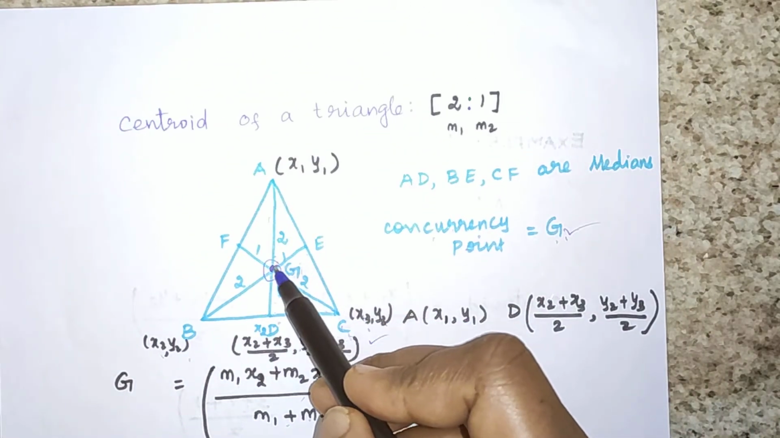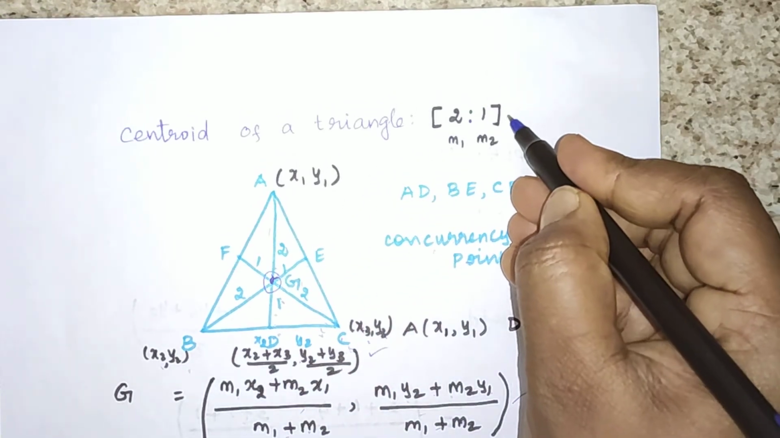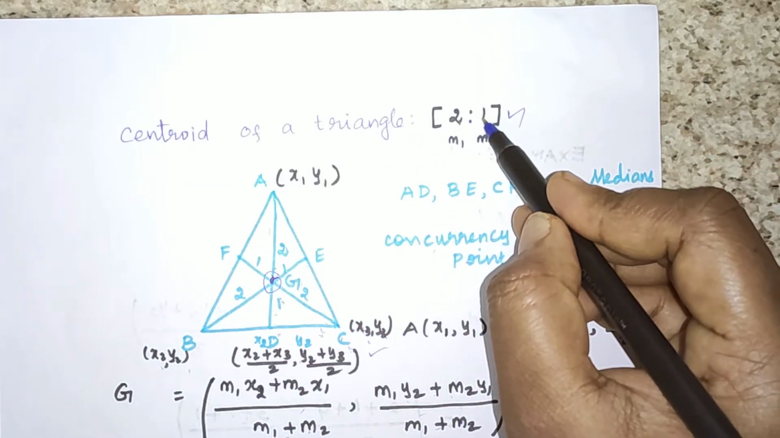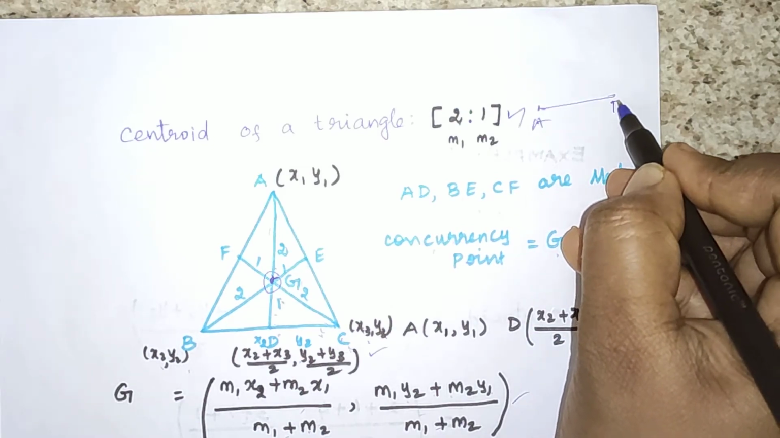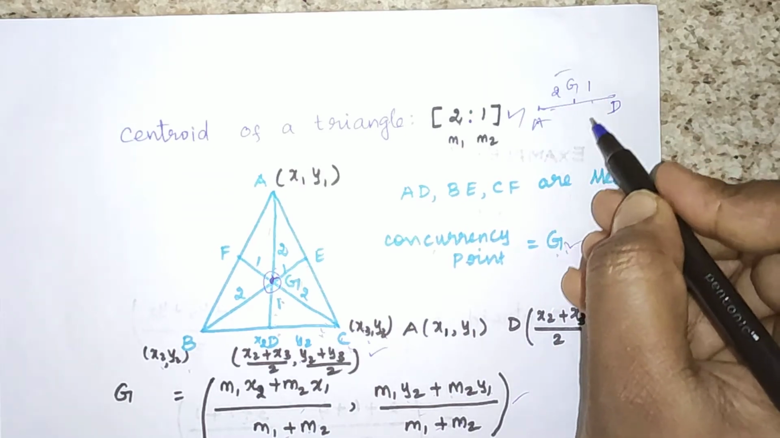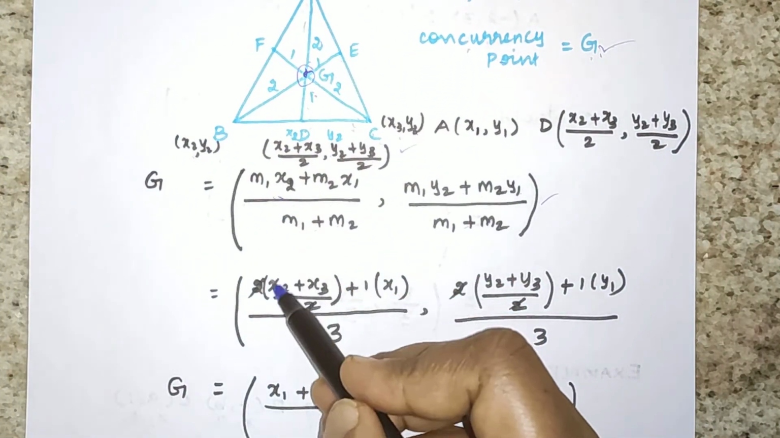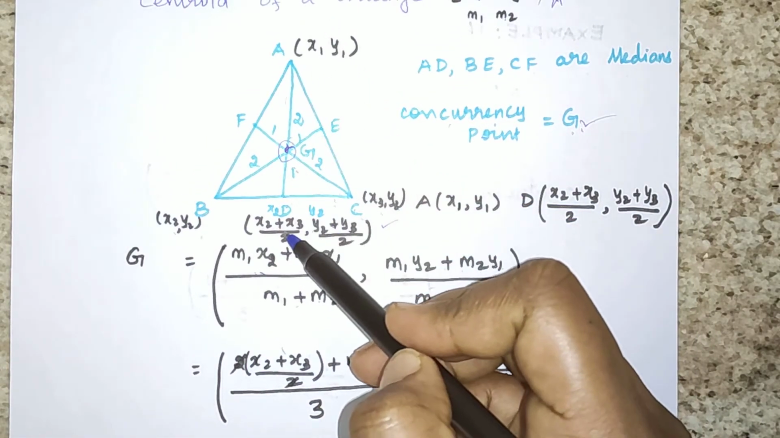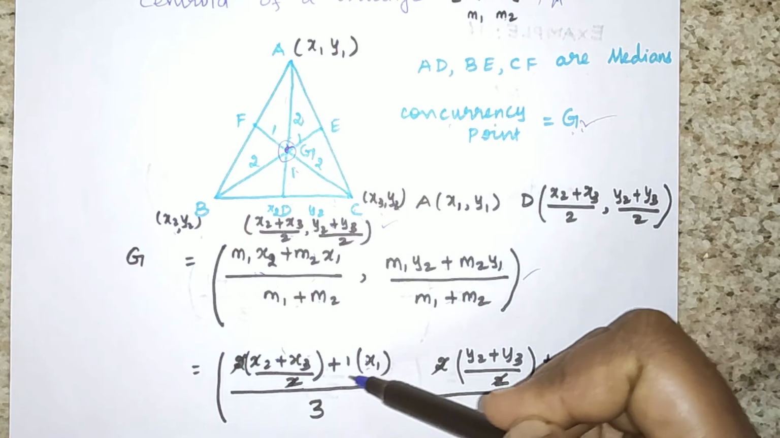Always the centroid divides the median in the ratio 2:1. This can be asked in one word: midpoint means 1:1, then centroid means 2:1. So the centroid divides the median always in the ratio 2:1. So 2 is m1, 1 is m2, and you can substitute in this formula. m1 is 2 into, then x1 y1 is this, x2 y2 is this. So 2 into (x2 plus x3) by 2 plus m2, 1 into x1, all by 3.